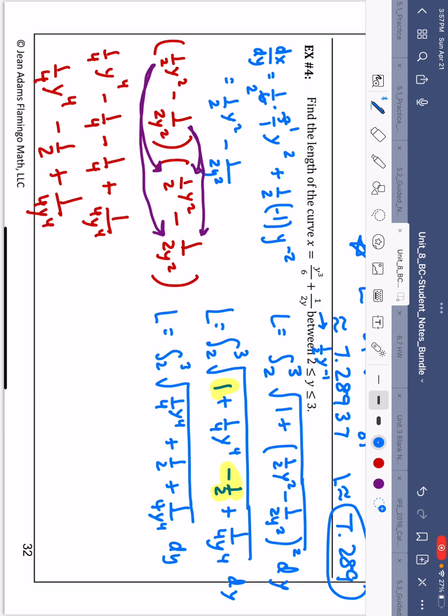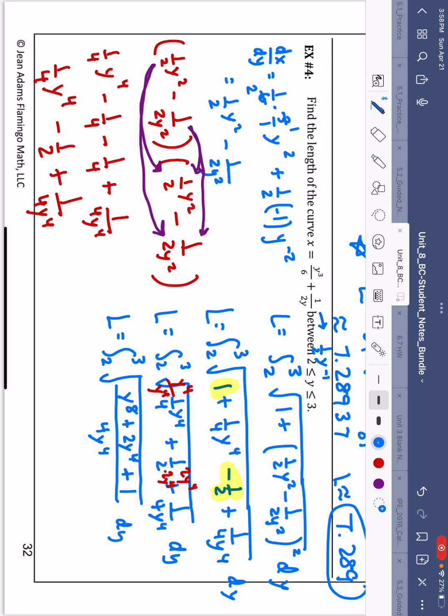And now, the best thing to do at this point is underneath the root to find a common denominator. So I see 4, 2, 4, and y to the 4th. So 4y to the 4th is my common denominator. And on the first one, we would multiply by y to the 4th over y to the 4th because we want 4y to the 4th in the denominator. That would give us y to the 8th. And on the next one, we would multiply by 2y to the 4th over 2y to the 4th, giving us positive 2y to the 4th. And then the last one already has the common denominator, so it's just plus 1.